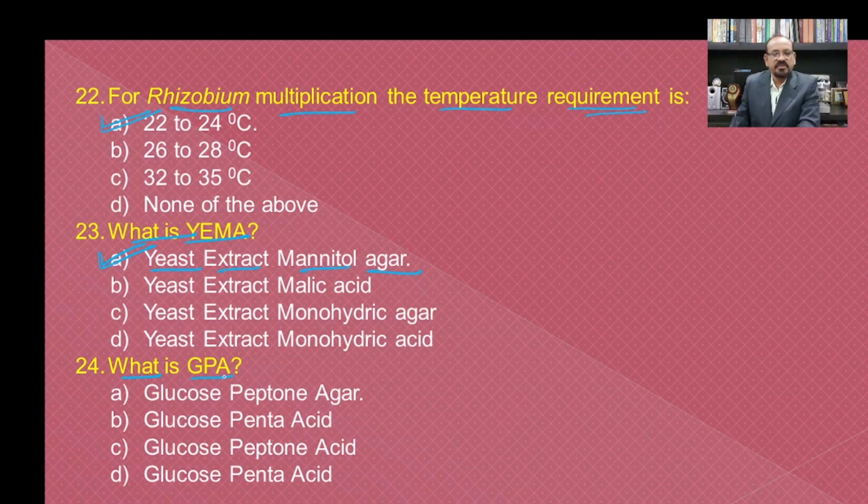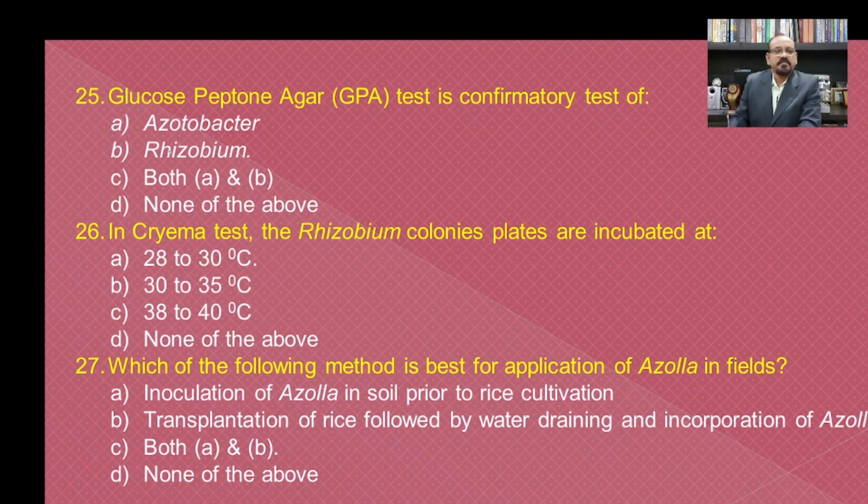Then what is GPA? The long form of GPA is the glucose peptone agar. Again, it is a type of agar to culture the microorganisms during the multiplication of the organisms, and hence A will be the correct answer for this question.